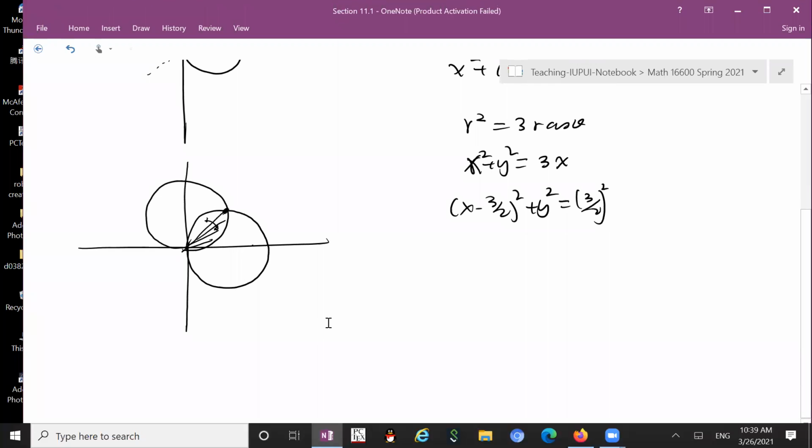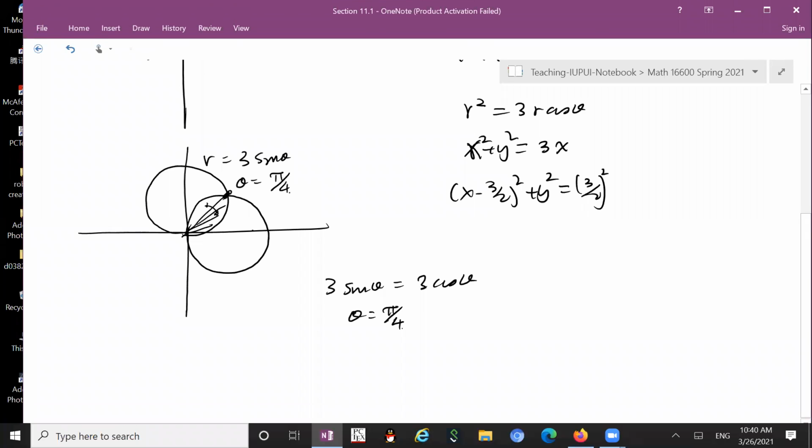So all I have to do is find the intersection point at which these two curves intersect. So 3 sine theta equals 3 cosine theta. Clearly, when theta equals pi over 4, both sides are equal. So this is pi over 4 for the first piece, r equals 3 sine theta, and for that one, theta equals pi over 4. So this is the intersection.